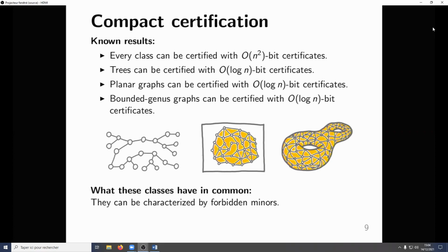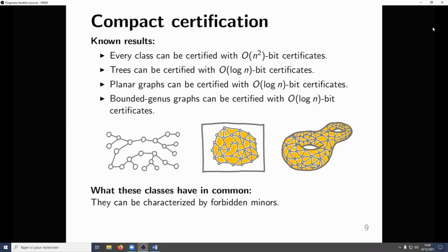So log n is what you need to encode these distances that are between 0 and n. And good news, also for planar and bounded genus graphs, we have shown recently, and there have been several techniques to do this, that you can also use just log n bits. So it's not harder than trees in some sense. And what we would like to understand is, where does this stop? What's the power of certification with log n bits?